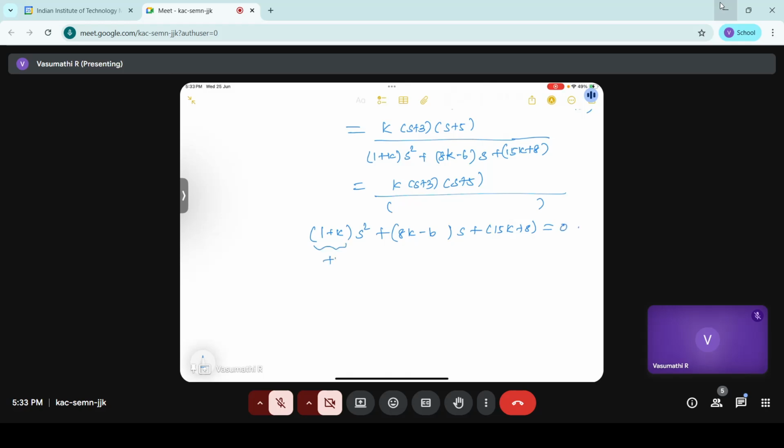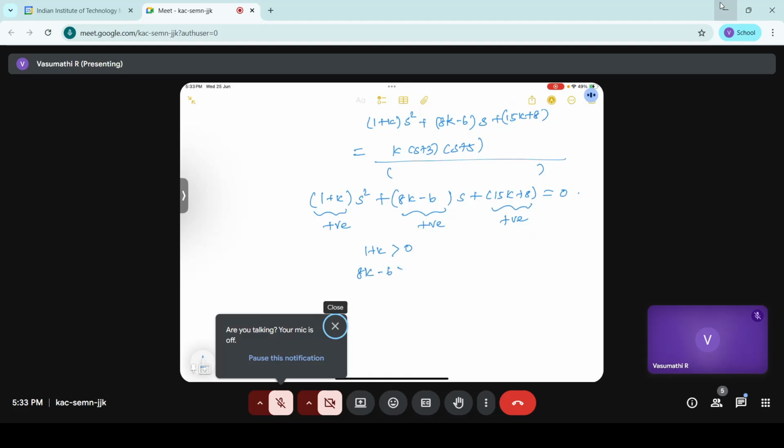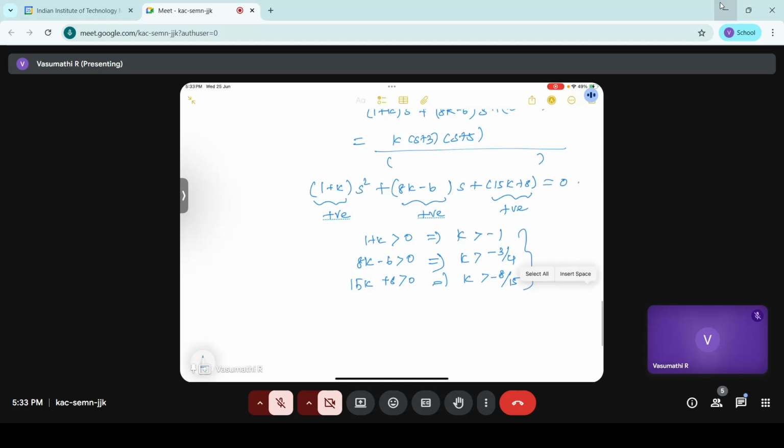Now, for it to be stable, all these coefficients should be positive. So 1 plus k should be greater than 0 is the first condition. 8k minus 6 should be greater than 0 is the second condition. 15k plus 8 should be greater than 0. This will give you k greater than minus 1, k greater than 3 by 4, and k greater than minus 8 by 15, sorry.